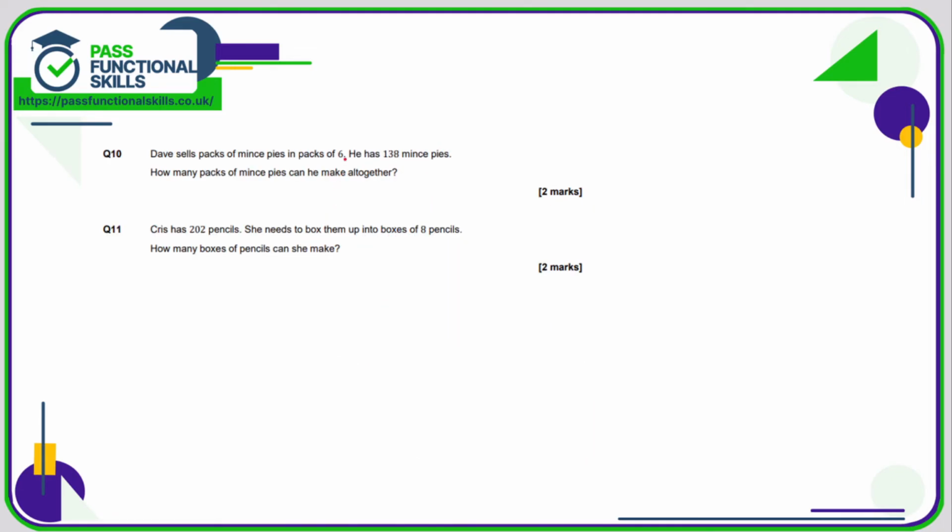For this question, all we need to do is divide 138 by 6. 1 divided by 6 is 0, move the 1 over. 13 divided by 6 is 2. 2 6s are 12, so that's a remainder of 1. 18 divided by 6 is 3, so that is 23 mince pies. Sorry, 23 packs of mince pies rather.